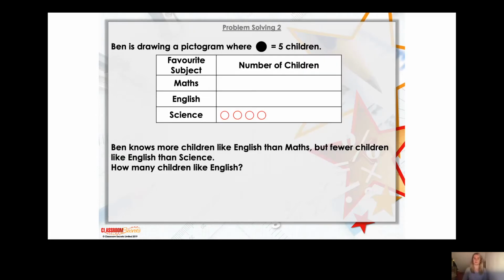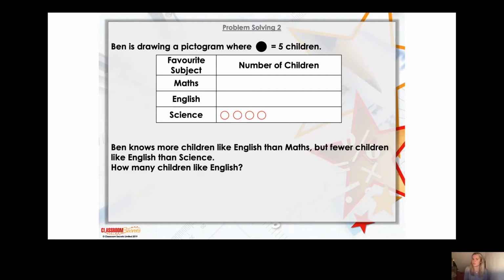Okay, let's have a look at our next question. Oh, okay, so Ben is drawing a pictogram where a circle equals 5 children. Now, he's already filled in science for us, and there are 4 circles. So how many children does that represent? Well, let's count up in fives 4 times. Are you ready? 5, 10, 15, 20. There we go. So we have 20 children whose favourite subject is science.